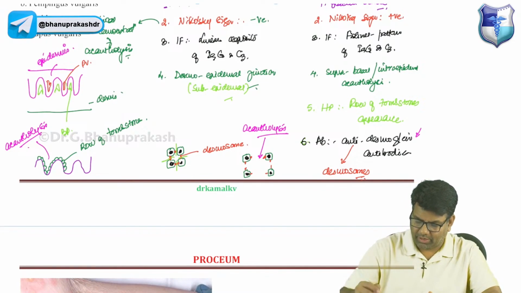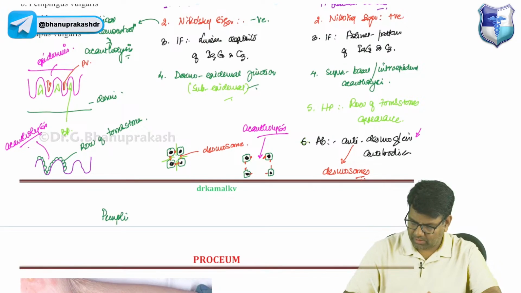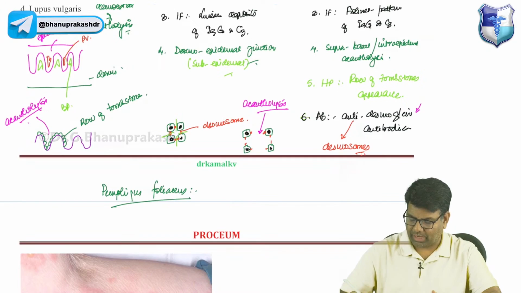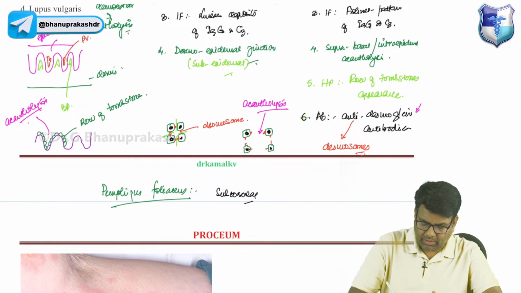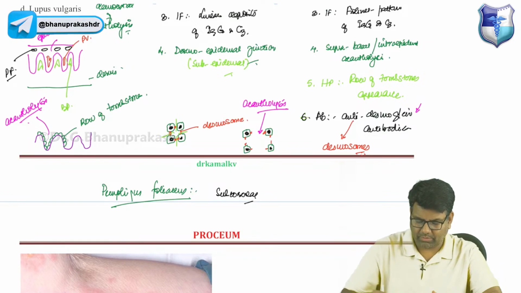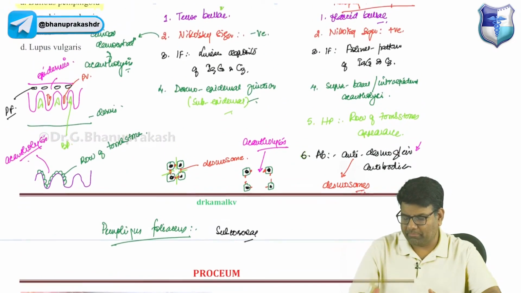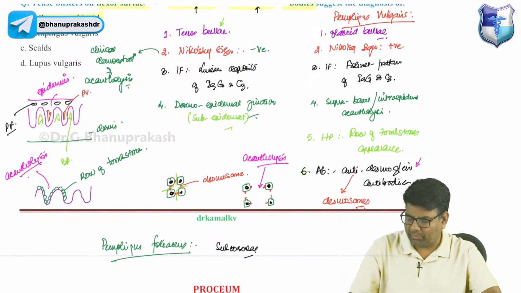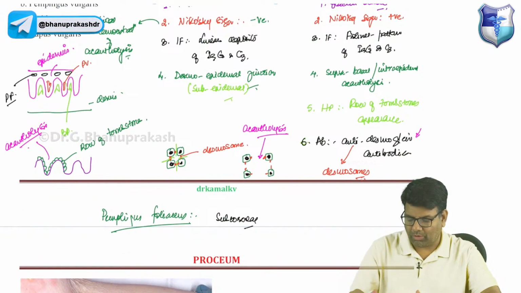And there is one more variant of pemphigus, that is pemphigus foliaceus. And in pemphigus foliaceus, the level of this acantholysis is subcorneal, right? Somewhere here, this is pemphigus foliaceus. So this is how things are differentiated, and at least for bullous pemphigoid and pemphigus vulgaris, one has to be very clear in the points of differentiation. These points summarize the important things you should know about these two conditions.